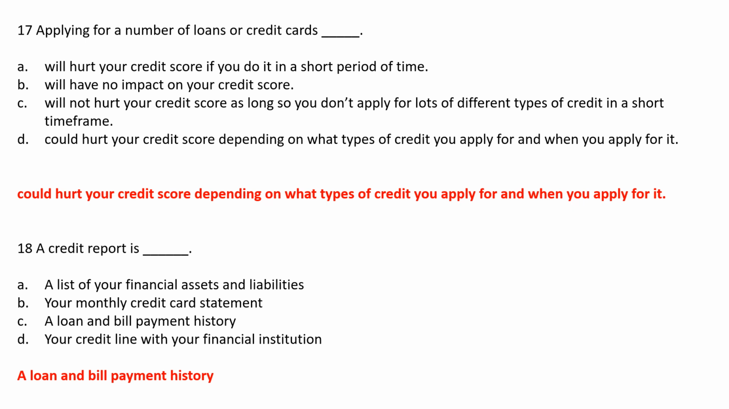A credit report is dash. Option A, a list of your financial assets and liabilities; option B, your monthly credit card statement; option C, a loan and bill payment history; option D, your credit line with your financial institute. The correct answer is loan and bill payment history. So your credit report is your loan and bill payment history.